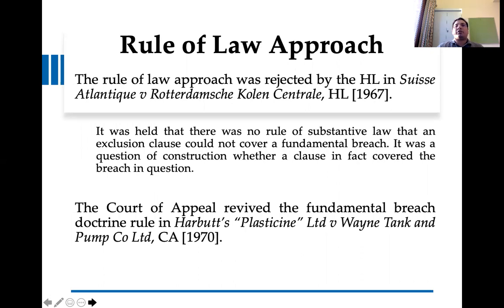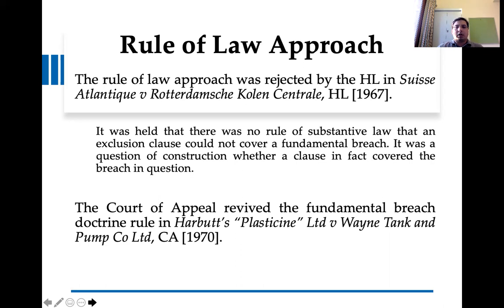Here are the manifestations of the rule of law approach. The rule of law approach was rejected by the House of Lords in the Suisse Atlantique case. It was held that there was no rule of substantive law that an exclusion clause could not cover a fundamental breach. It was a question of construction whether a clause in fact covered the breach in question.